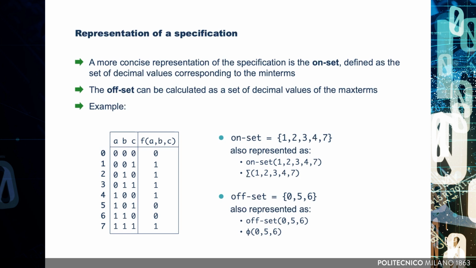As you can see, the onset is composed of the values 1, 2, 3, 4, 7, meaning the row numbers for which the function has a value of 1. We define the offset in a similar way. On the right side of the slide, we also show three different notations for specifying onset and offset. We will use them interchangeably throughout the course.